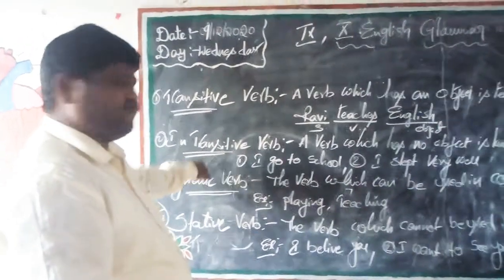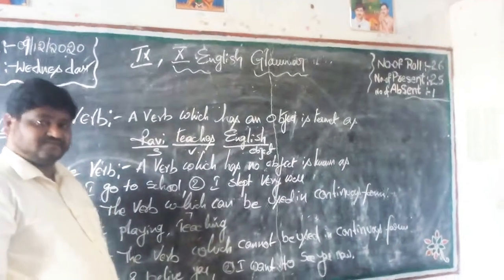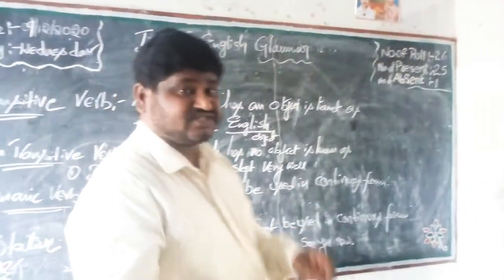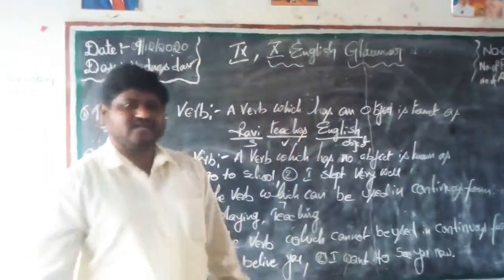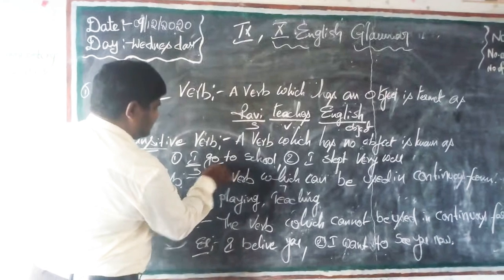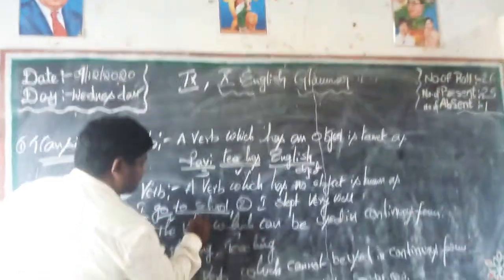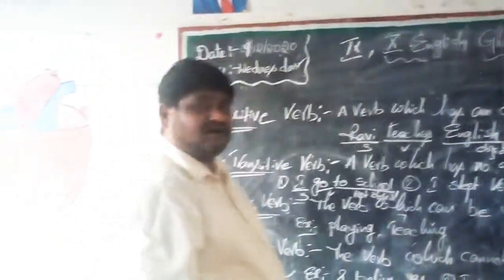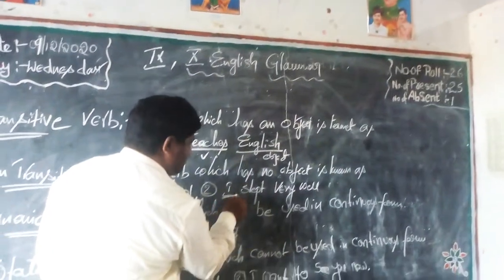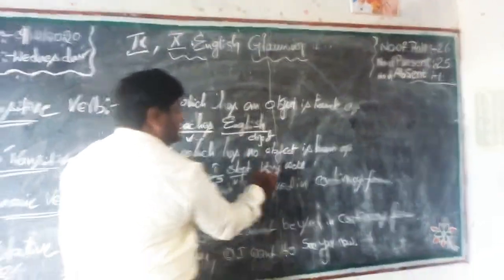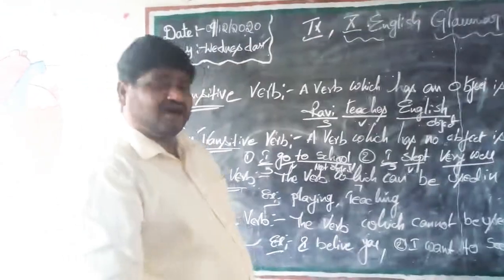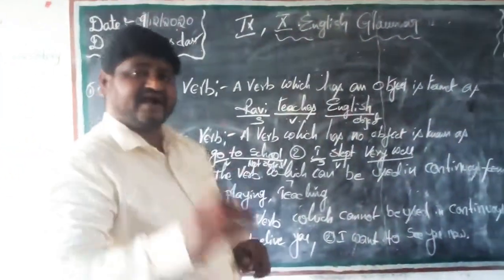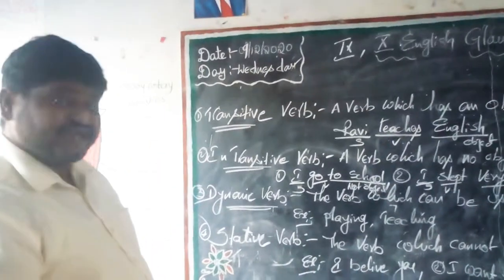And then, intransitive verb: a verb which has no object is known as an intransitive verb. For example, I go to school. This is the subject, and this is the verb, and this is not an object. So "to school" is not an object. Another example: I slept very well. I is the subject, slept is the verb, and "very well" is not an object. When we have no object in the sentence, we call it an intransitive verb, my dear friends.